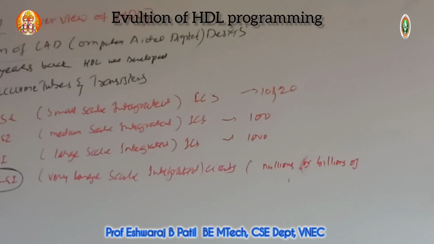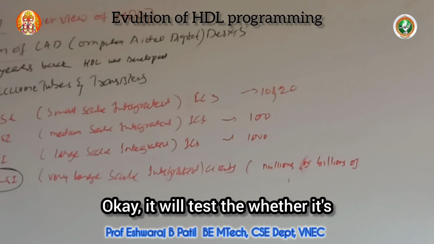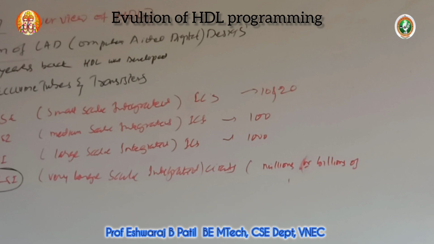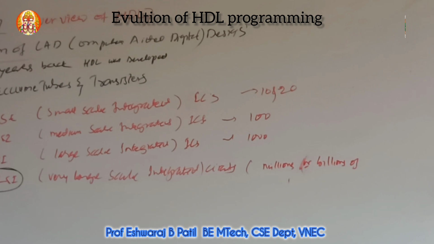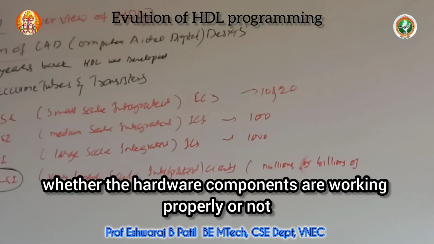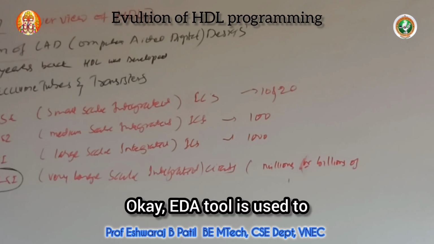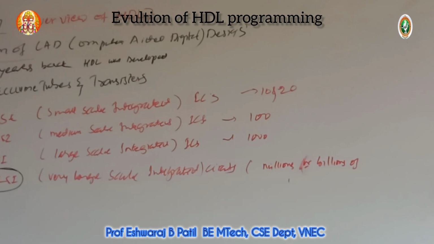It will check each and every thing. If you insert any IC into the EDA tool, it will support that. It will test whether these ICs are right or wrong, whether they are working or not. It will even check the resistors and transistors. So many things are there. It is a testing tool for whether the hardware components are working properly or not. EDA tool is used to test whether the components are working properly or not.